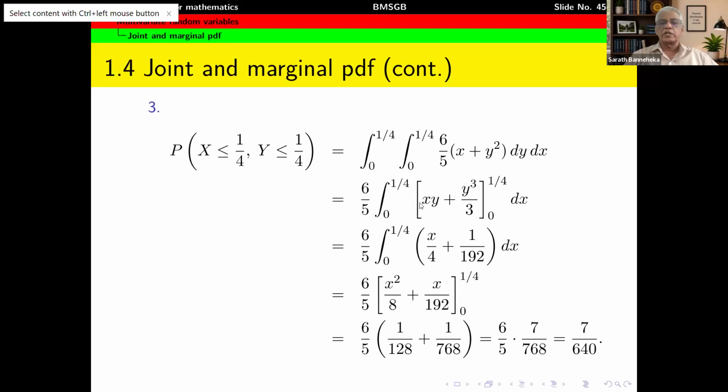So therefore, when you are integrating, you can take this 6 over 5 out, and then you get x times y, and then y cubed divided by 3, and then put the limits for y. Put the limits for y, not for x, right? Put the limits for y, and then you get this expression. Now it's going to be a function of x only. So integrate with respect to x and put the limits, and then you get this answer.